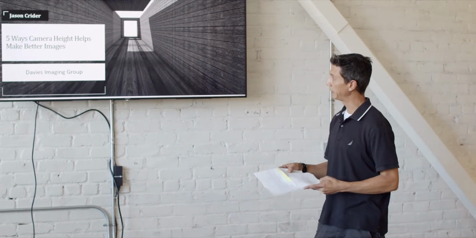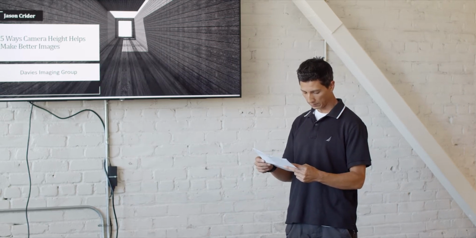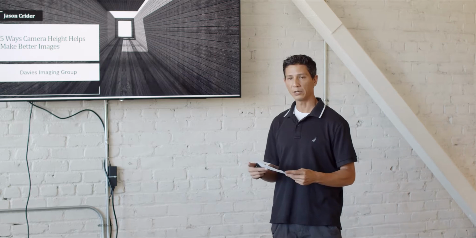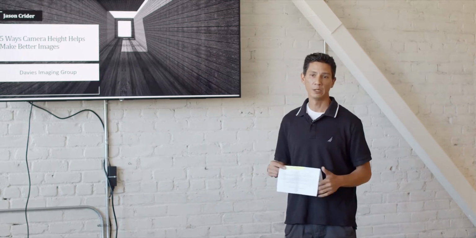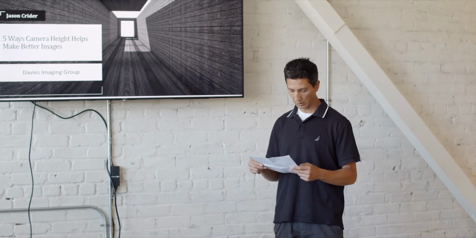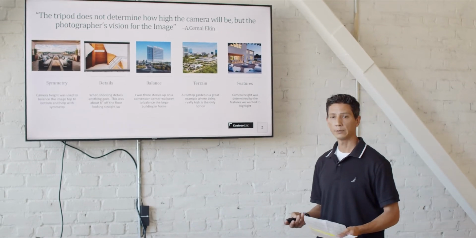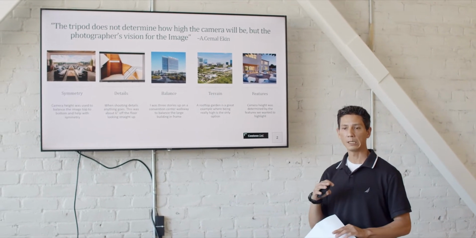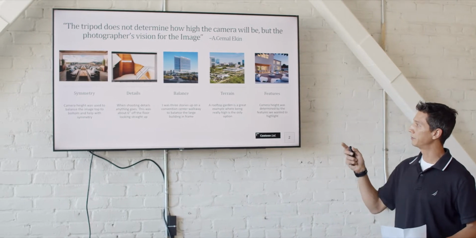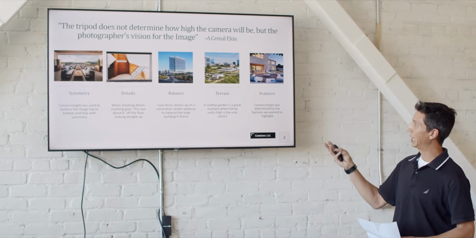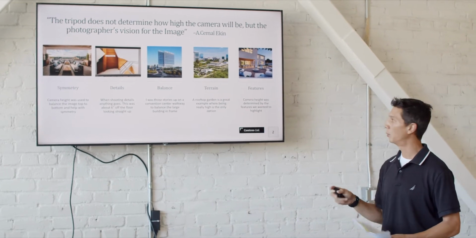So I found on Petapixel in one of my searches, photographer A. Small Elkin said, the tripod does not determine the camera height, but the photographer's vision for the image. What does that mean? So each composition is very unique depending what we're looking at. We can do different things with the camera height and composition to help illustrate symmetry, highlight different details in the scene, create balance for a building or space if it's very large or very small.